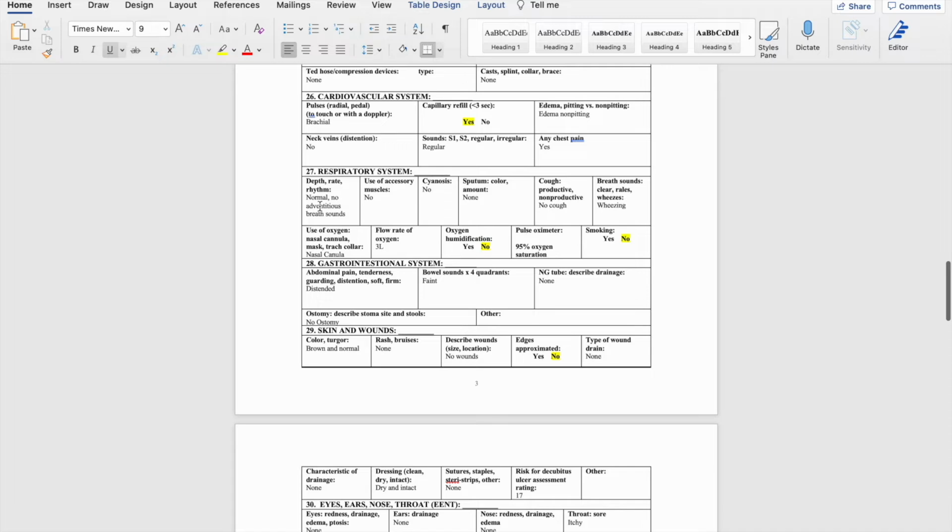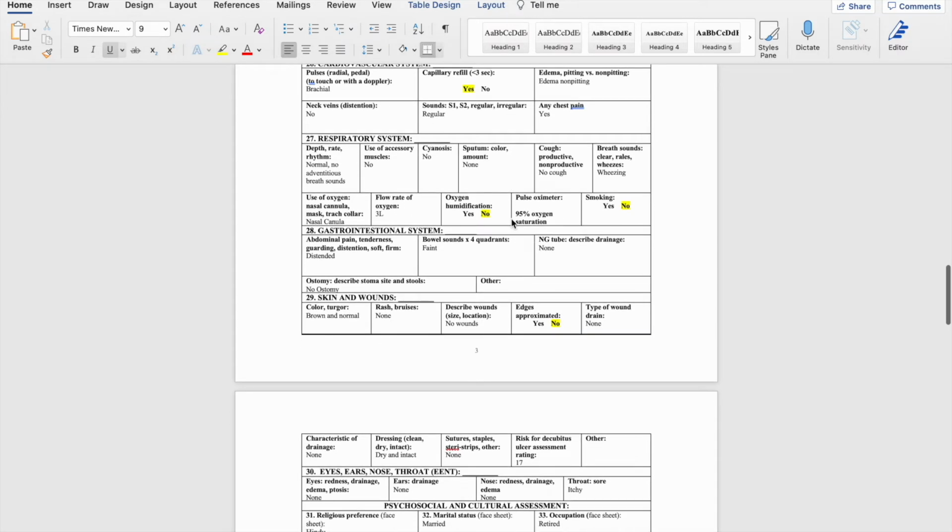Her breath sounds, they were normal, no adventitious breath sounds, no use of accessory muscles, no cyanosis. She had no cough, no history of smoking. Oxygen saturation was 95%. She was not on oxygen humidification. She did have a nasal cannula on her. It was 3 liters. And her breath sounds, there was some wheezing. Again, this goes back to the health assessment where you're auscultating her, listening to breath sounds and trying to listen to see if there's any abnormalities.